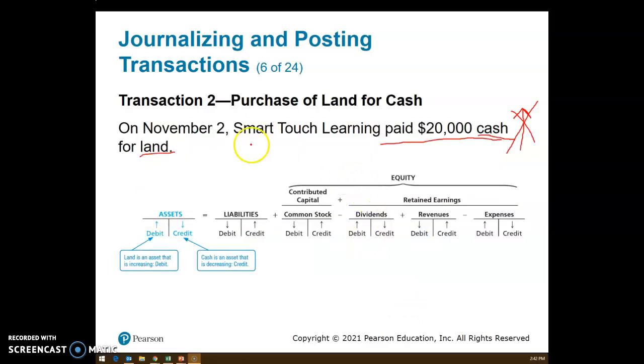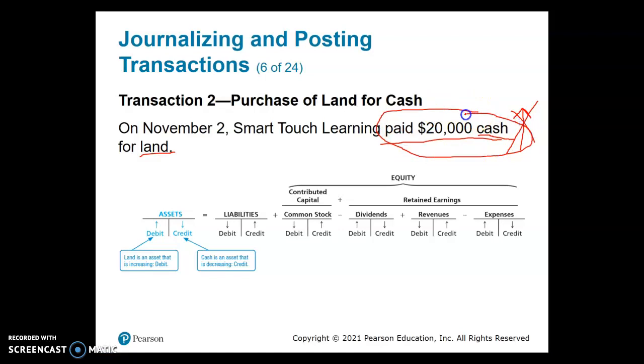Next transaction, we have November the 2nd. Smart Touch Learning paid $20,000 cash for land. So we have cash, that is an asset, and we have land, that is also an asset. So in this transaction, cash is going down and land is going up. So cash is an asset that is decreasing, so that's going to be your credit in this journal entry. And land is the asset that is increasing, so that will be your debit.